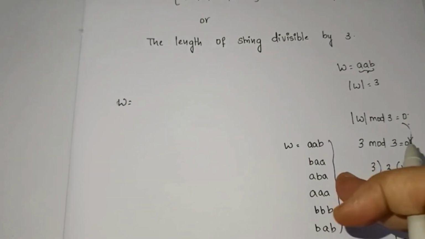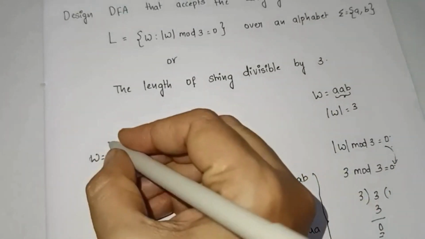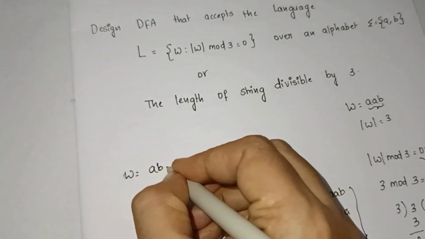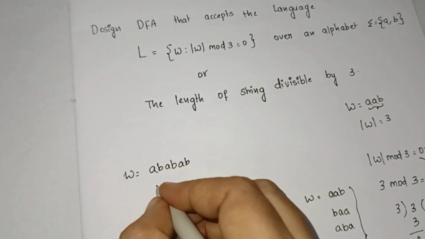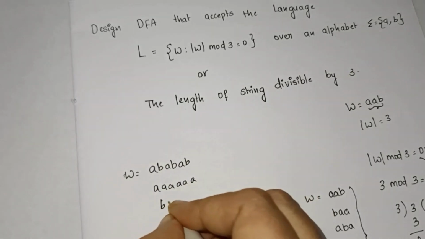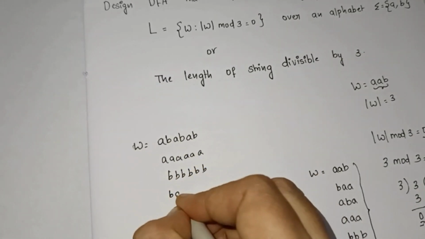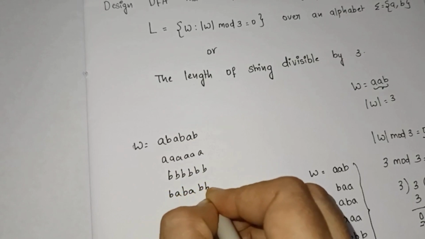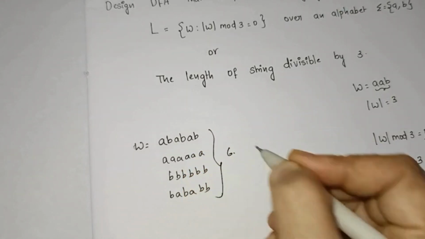In the same way, I can't take 4, I can't take 5, I can take 6. It can be any combination, so A, B, A, B, A, B. The length is 6. It can be all A's also, it can be all B's, or it can be a combination like BA, BA, BB, anything. But totally the length should be 6.